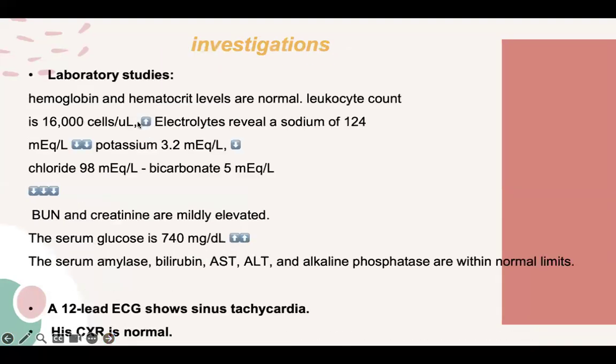Now let us see the laboratory investigations. Hemoglobin and hematocrit levels are normal. Leukocyte count is elevated, about 16,000 cells per microliter. Electrolytes show hyponatremia and hypokalemia. Chloride is 98 millimoles, bicarbonate is 5 millimoles. So bicarbonate of 5 here may suggest some acidosis, so we need to evaluate blood gas analysis as well. Blood urea and creatinine are mildly elevated. The serum glucose is 740 milligrams per deciliter. Other investigations are normal. The 12-lead ECG shows sinus tachycardia, and his chest X-ray is normal.